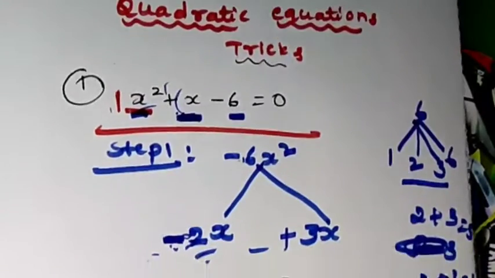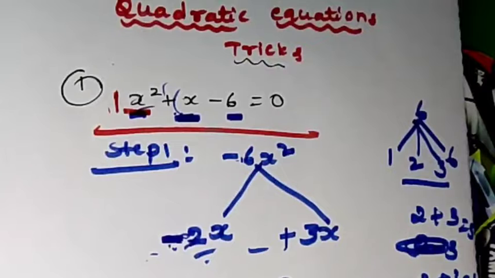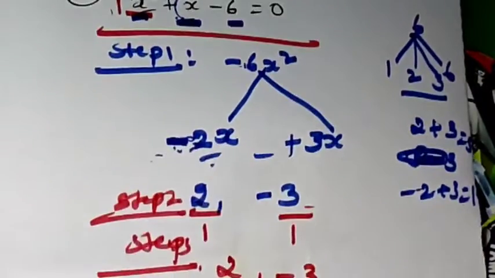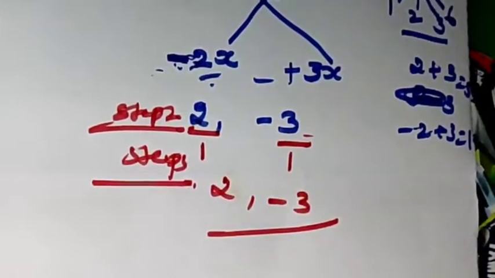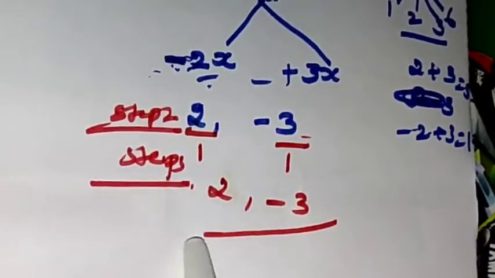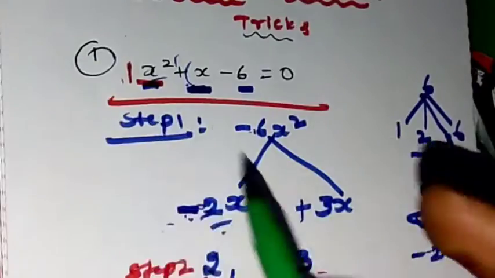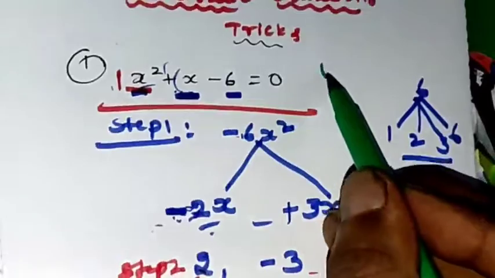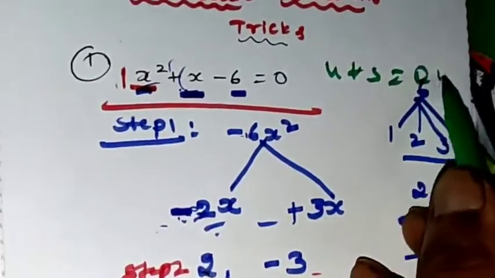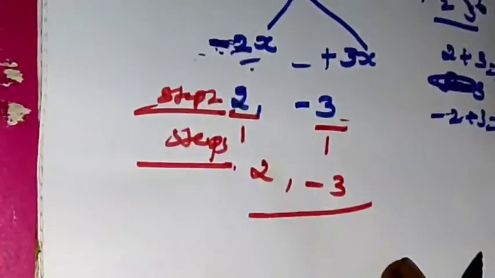This takes some time, but if you practice this trick, we can solve within seconds. Suppose how to check whether these factors are correct or wrong? We have to substitute these factors in this equation. If LHS is equal to RHS, then these factors are correct. Otherwise we go through the formula also.